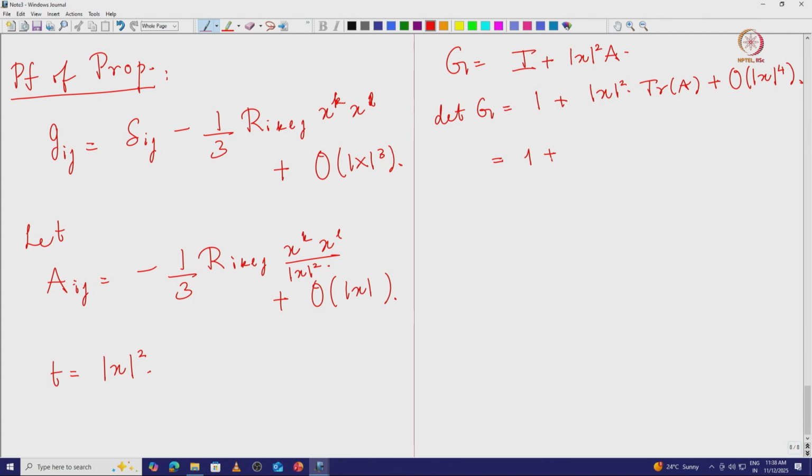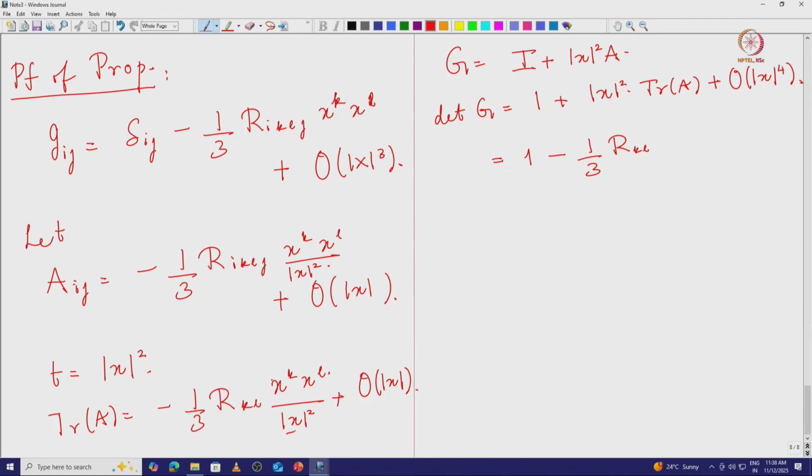But what is trace of A? Well, trace of A is precisely given by minus 1/3 the Ricci curvature R KL applied to xk xl divided by mod x squared plus something higher order. Okay. So this is going to be precisely minus 1/3 R KL, the mod x squared will cancel with the mod x squared xk xl, plus something that is now cubic in mod x, because you have this mod x term coming from the trace of A. Okay.